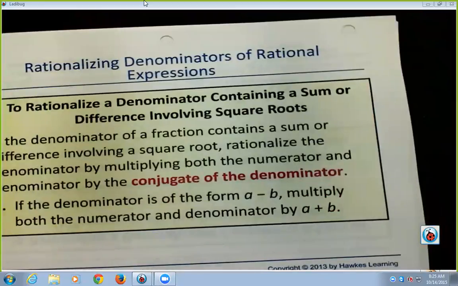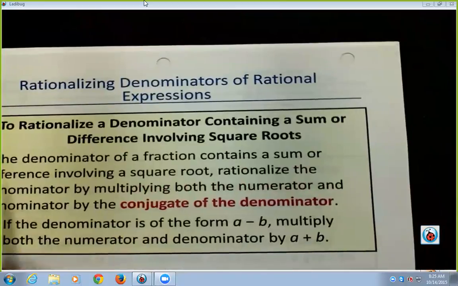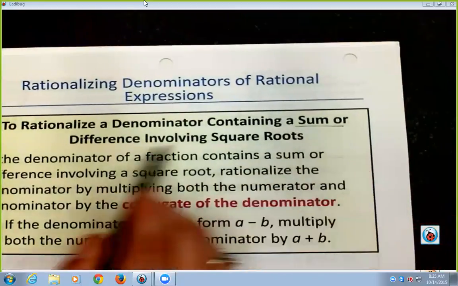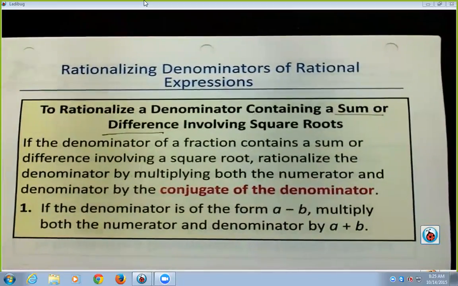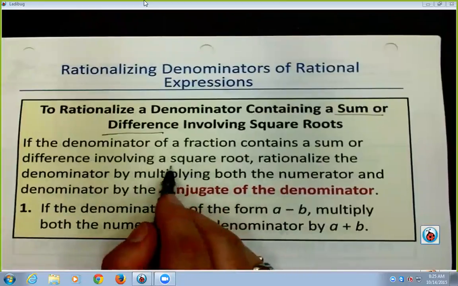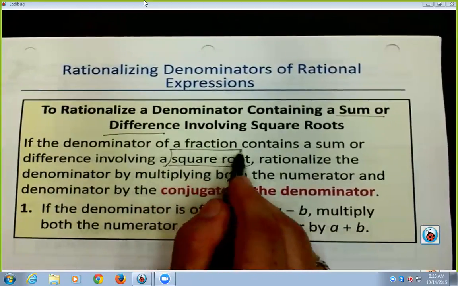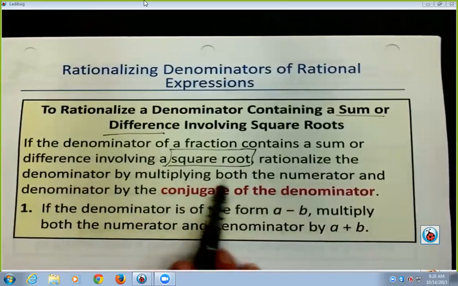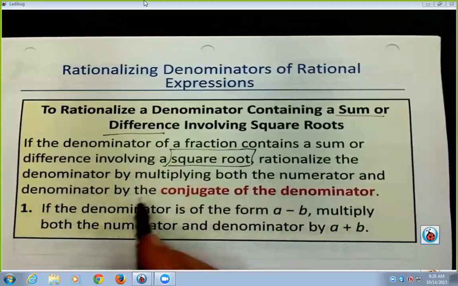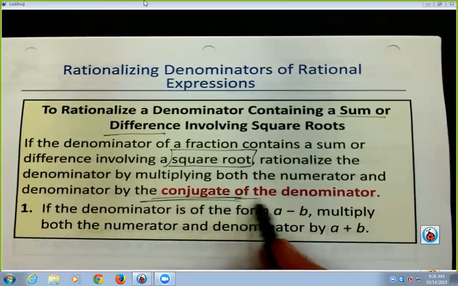Okay, all right. So now moving on to rationalizing denominators that contain a sum or a difference involving square roots. If the denominator of the fraction contains a sum or a difference involving a square root, we only do these with square roots. No cube roots involved with these. We're not going to rationalize denominators with cube roots. To rationalize the denominator, we multiply both the numerator and the denominator by the conjugate of the denominator.